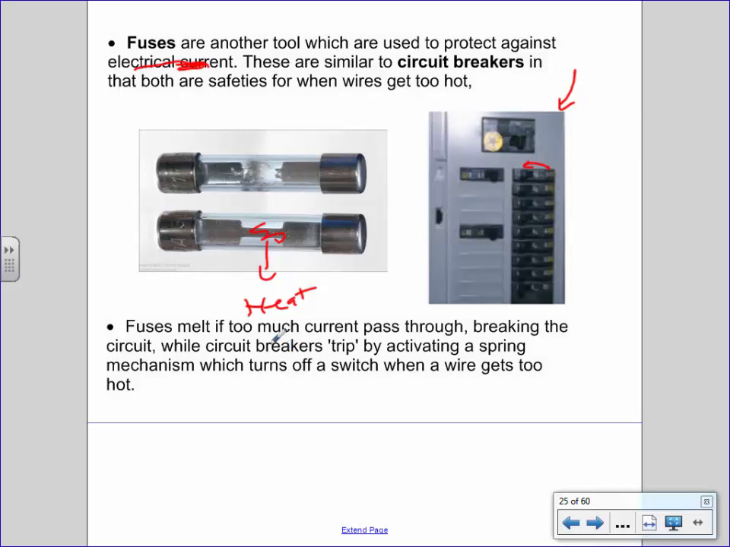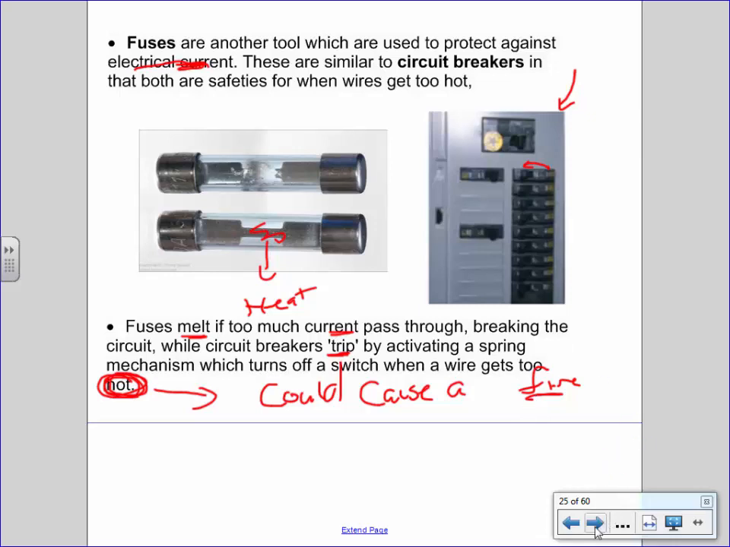So fuses will melt if there's too much current through them. And with circuit breakers, the word we sometimes use is that they trip. So it's all about this: if it's going to get too hot, it could cause a fire. This is our way of protecting against that.